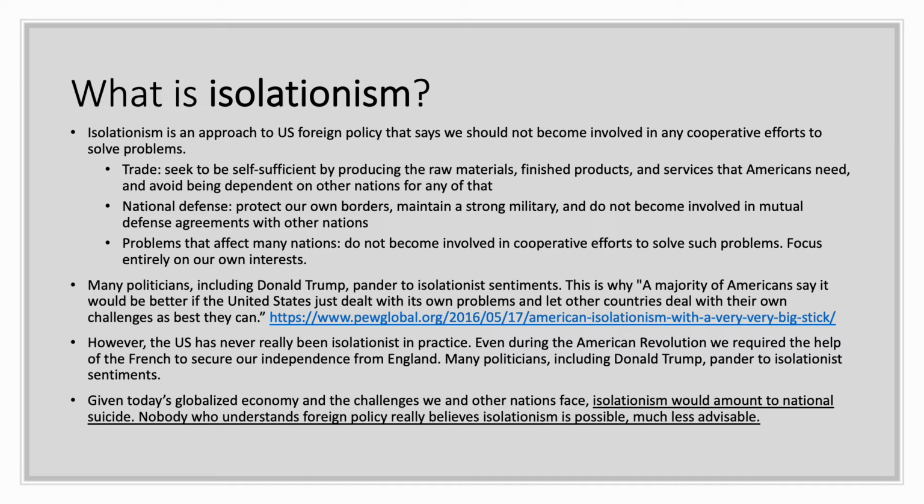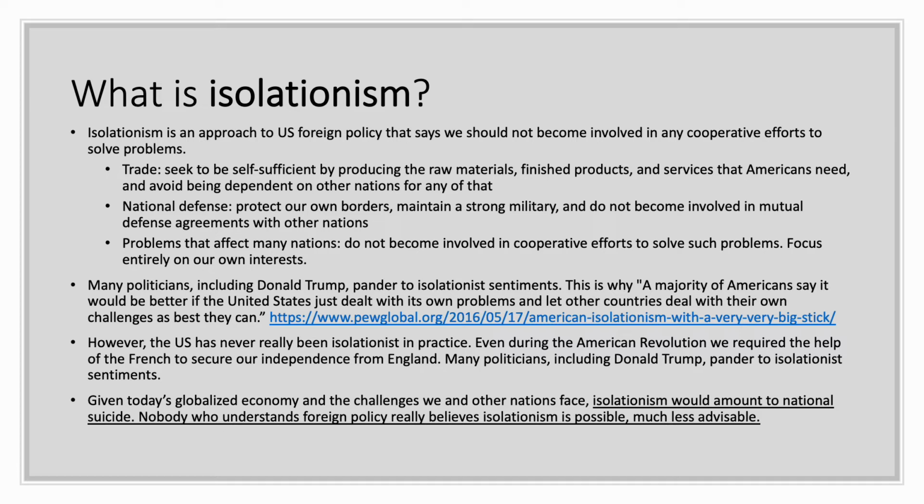Now, many politicians, and the leading example is definitely Donald Trump, will sort of pander to those sentiments, by which I mean Pew and other organizations have found again and again that most Americans say that they think it would be better if we just dealt with our own problems and let other countries deal with their own challenges as best they can. In other words, there are a lot of isolationist sentiments in the American public. And many politicians like to kind of pander to that.